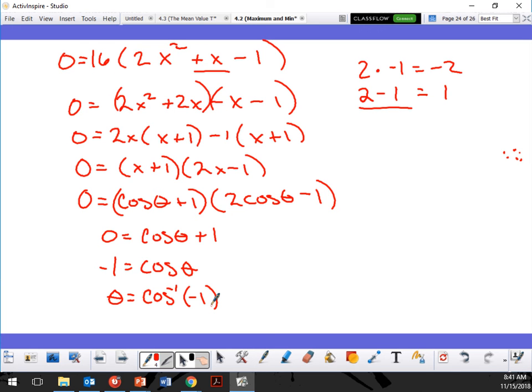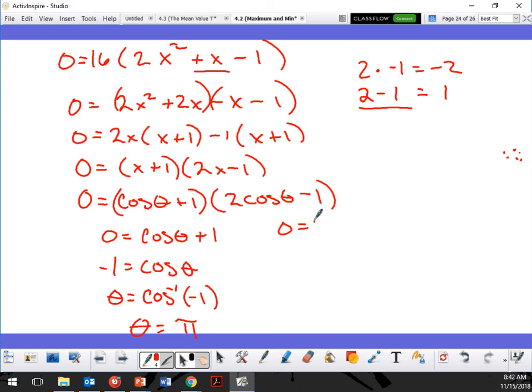3 pi over 2. The x value. Oh, I'm sorry. Pi. So it's at pi, right? Yeah. So theta is going to be pi. Here, theta equals pi.